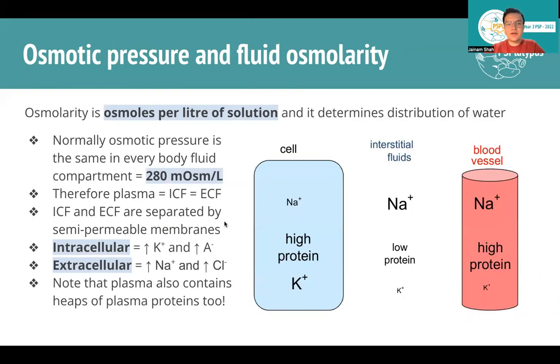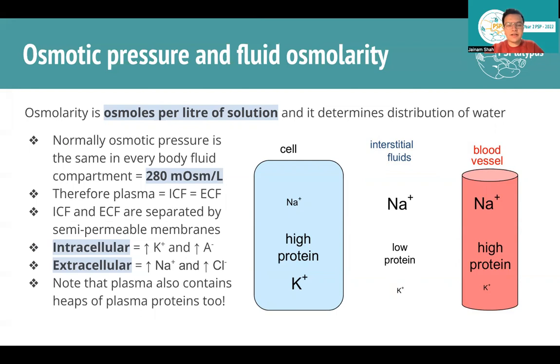Now, when it comes to osmolarity, again, a very important definition that you will recall from first year. The definition is essentially the number of osmoles per liter of solution. And the reason why we look at it is because it determines the distribution of water around your body. Generally speaking, all of the body fluid compartments around your body will have the same osmotic pressure at around 280 milliosmoles per liter. In other words, everything exists in equilibrium, which we know kind of makes sense.